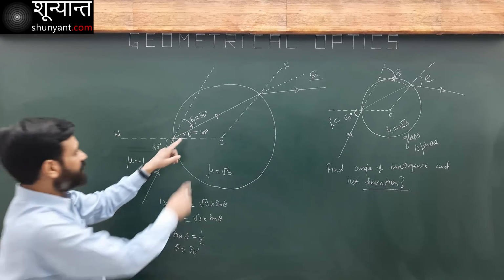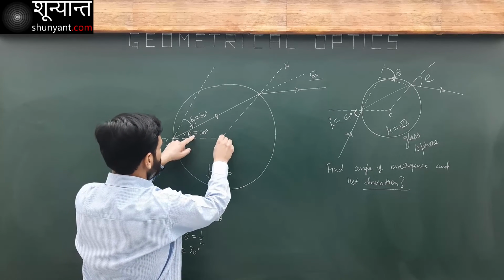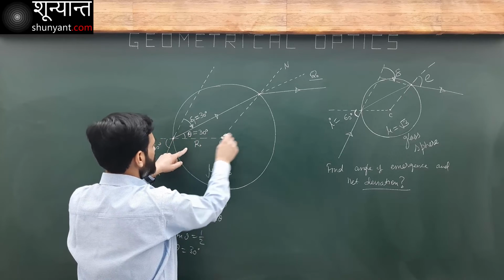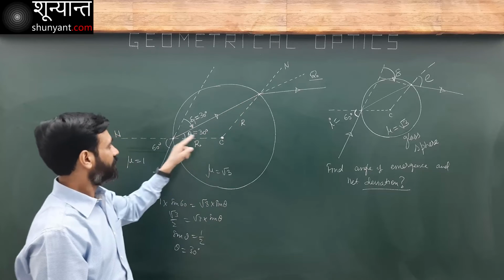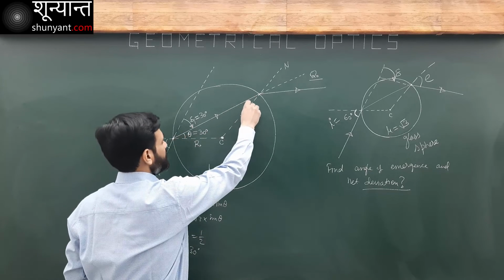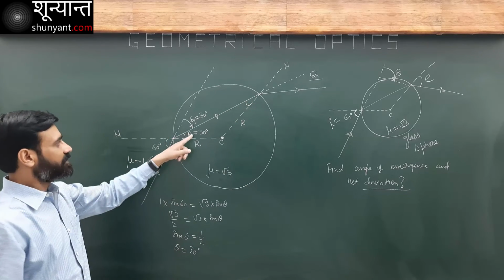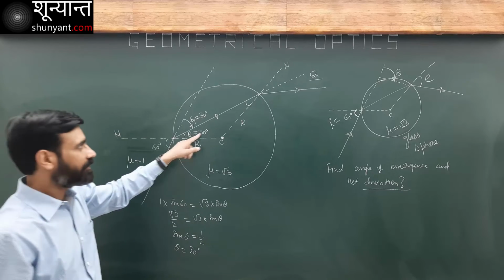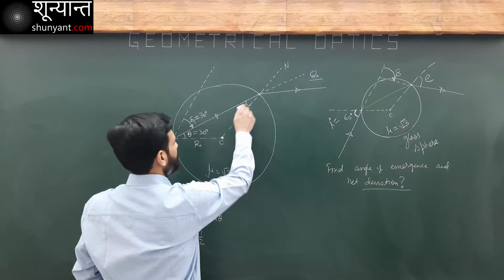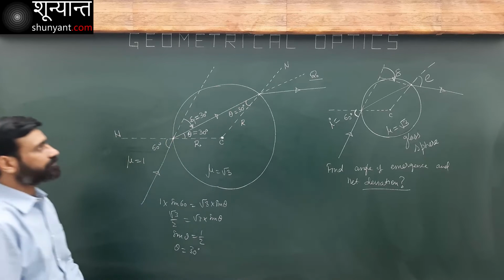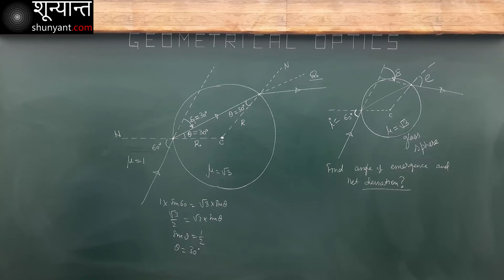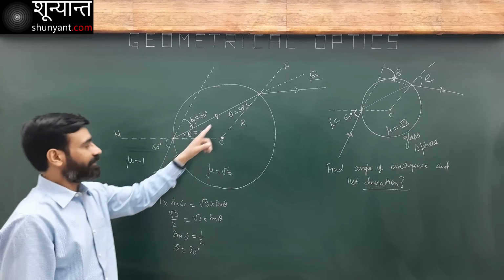Okay, this angle is 30. This is radius. This also is radius. So in this triangle, these two angles are going to be the same. If this is theta, this also will be theta. This also will be theta, which is 30 degrees. Do you understand this?